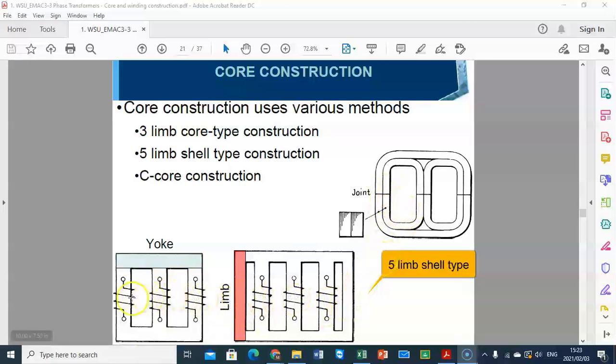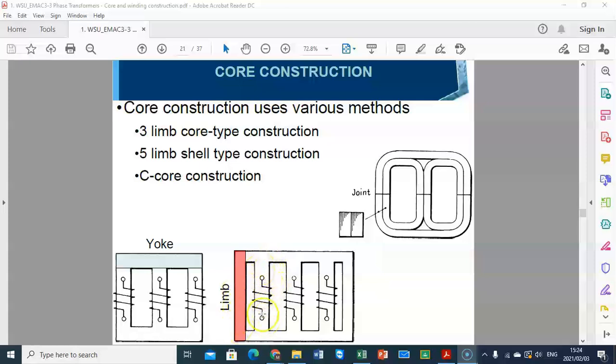If we have a 3 limb core type construction, then we have phase A, phase B, phase C on the 3 limbs. And if we have 5, then the first one and the last one don't have any winding on them. They're there only to make sure that the flux is circulated, but the 3 limbs in the middle have windings on them. And as you know, each phase has a high voltage side and a low voltage side, or primary and secondary.